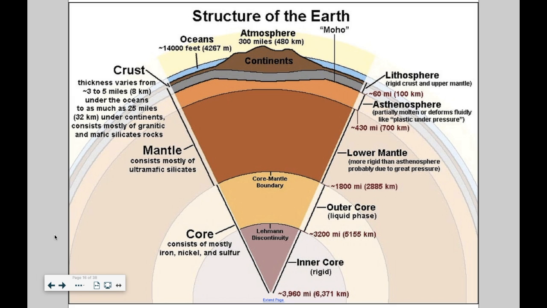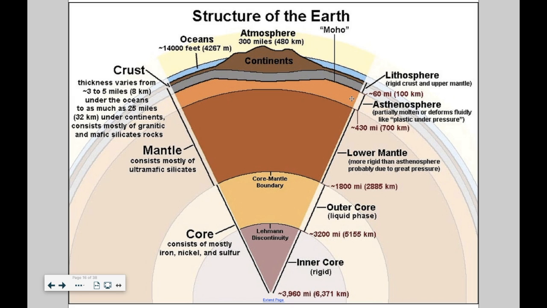Back to our diagram. So that's the basics of the crust. Now let's go into the mantle. The mantle is divided into two layers, the upper mantle and the lower mantle. The upper mantle actually has another name, and that is the asthenosphere. Astheno refers to movement, and so asthenosphere is moving sphere or moving layer.